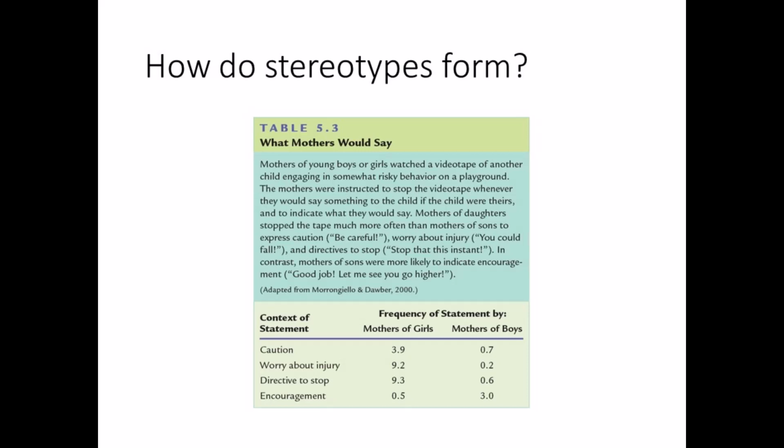In another study by Morangello and Dauber, the data suggested that boys and girls receive different messages from their social environment. The researchers showed mothers videotapes of children engaging in risky playground behaviors and asked them to indicate what they would ordinarily say if it were their own child. Mothers of daughters intervened more frequently and more quickly and were more likely to caution against getting hurt than mothers of sons. And mothers of sons were more likely to encourage their sons' risky behavior.